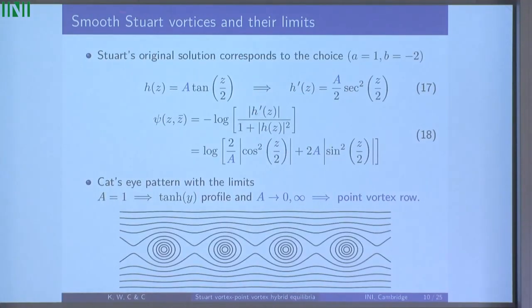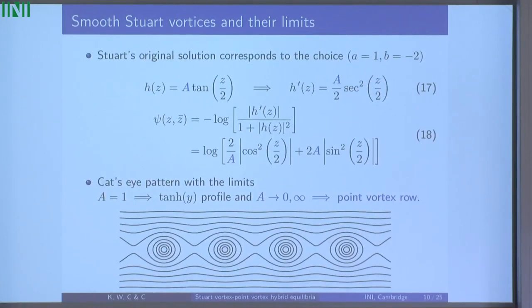Okay, so let's look at some smooth Stuart vortices. Stuart's original solution corresponded to this choice, basically a tan function. So h prime doesn't have any zeros, it's everywhere smooth, and this is the stream function. Now we want to focus on the role of this constant that appears very simple at first, in front of this h and h prime. If you substitute and do a little algebra, you end up with this form for the argument of the logarithm, with 1 over a here and a here. And this is something that will be recurring throughout this talk.